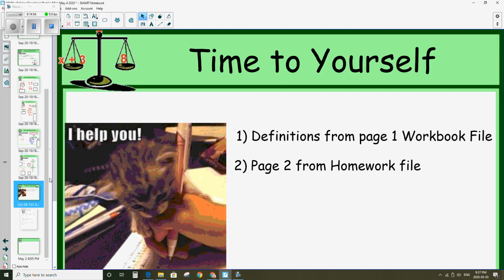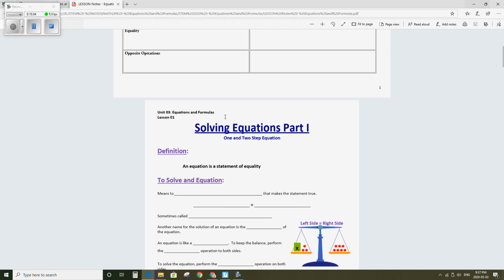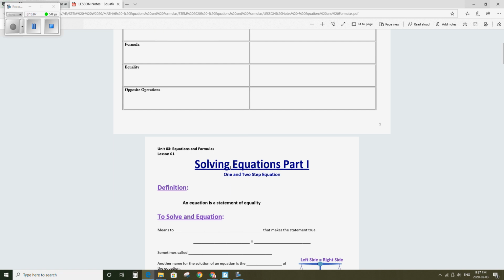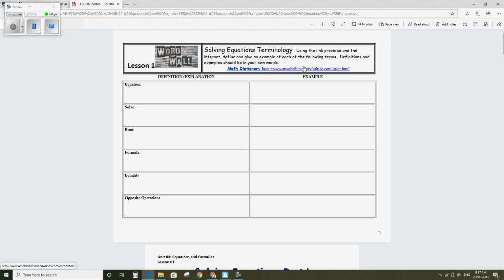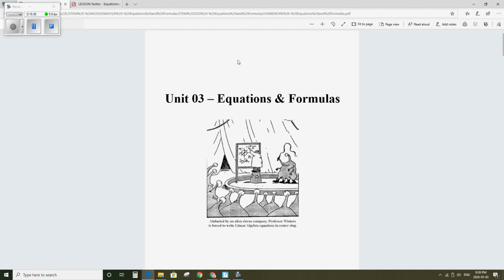All right, for homework, you've got a couple things to do. So definitions from page 1 of the workbook file, and then page 2 from the homework file. So you have two different files going on here. This is the lesson file here. This is where you're going to be writing all your lessons for the next few weeks or so. I'd like you to get this definition page done. You can use this link here, the Math Dictionary for Kids, to get your definition and then write down an example. And if you could submit that on the lesson from Saturday. Saturday I posted this file and the homework file as well, and I've asked you to get the definition. So submit that there. And then the second file that you have is the homework file.